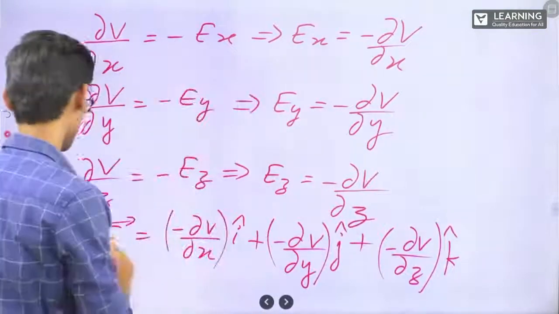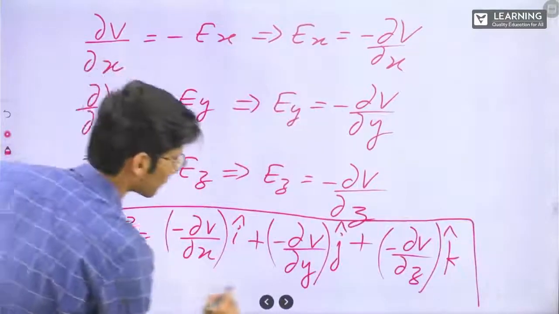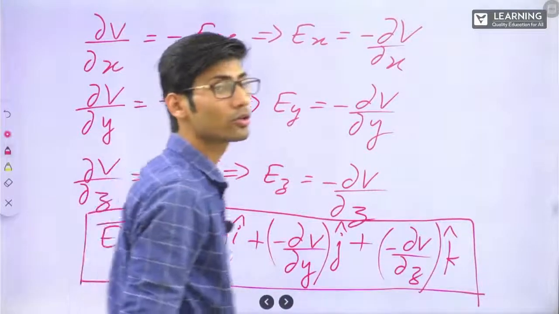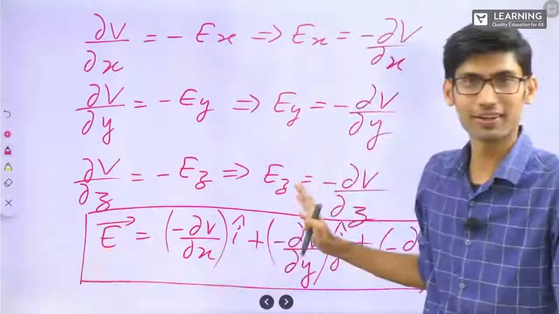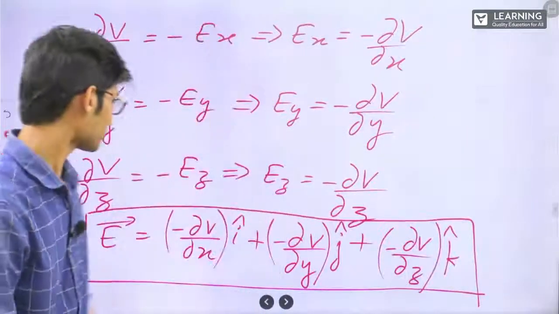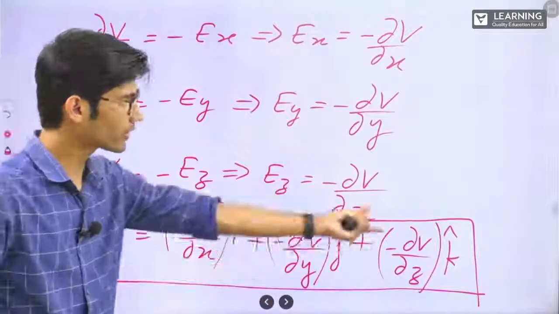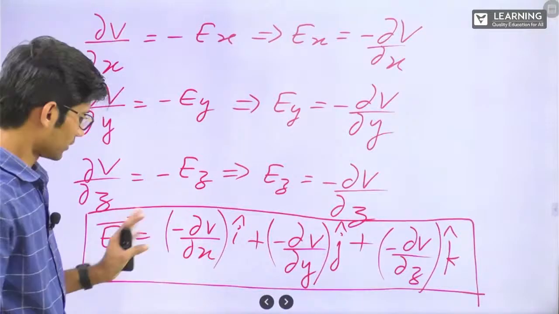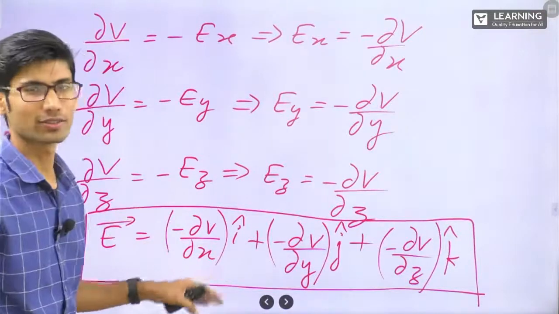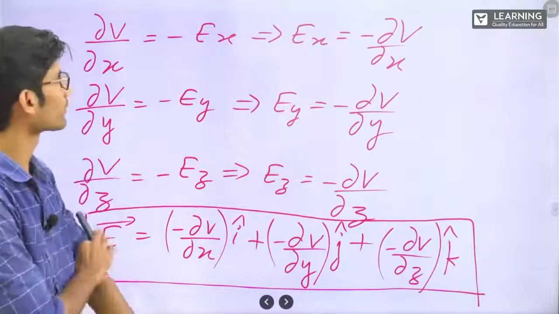This is E vector. This looks scary, but this is very easy. Try deriving it on your own. This looks a bit scary, right? But it is very easy. Once we do questions, this dou V by dou x, dou V by dou y looks very difficult, right? It's not. Once we do questions, you'll understand it is very easy. Note it down till here.